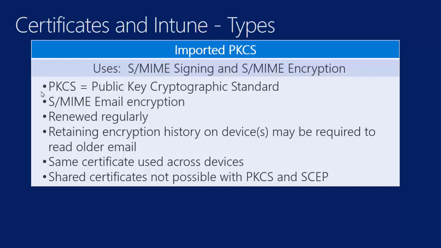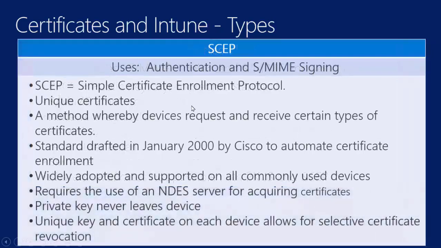But this is kind of a unique one. Based on my experience, it's the least used of all the different certificate profiles that we can do in Intune, but it does fill the specific need for email encryption and so forth. And then finally, SCEP. So SCEP is the most used, in my experience, certificate profile type in Intune. SCEP can be used for authentication, also SMIME signing.